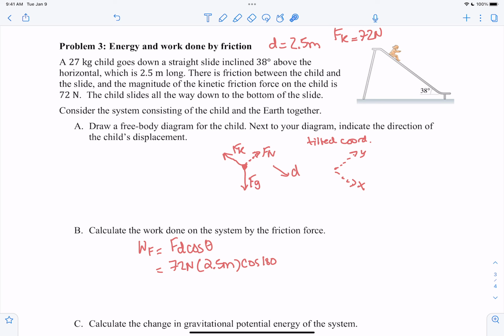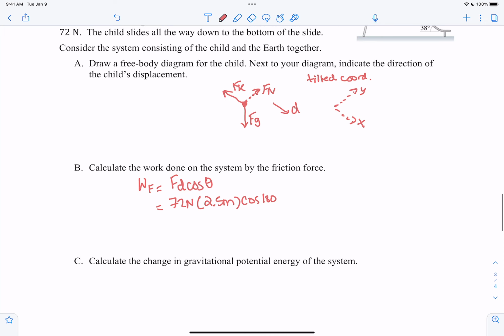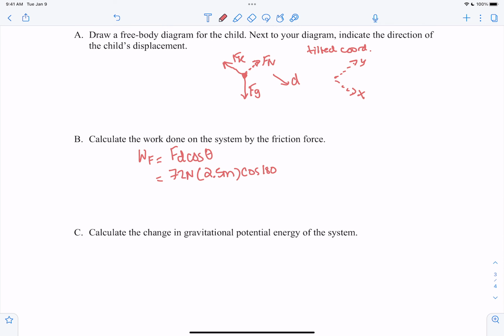Once again, this is a tilted x-axis. She's moving downwards in the positive x-axis. Kinetic friction is directed directly opposite along the negative x-axis, with no angle of inclination for that kinetic friction, just along that tilted x-axis. So it should be cosine 180, because cosine 180 gives you -1. So 72 newtons times 2.5 times -1 gives you -180 joules for B. That's the work done by the friction force.